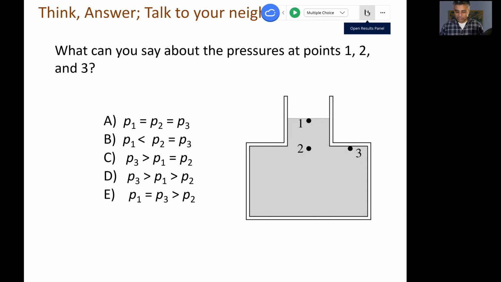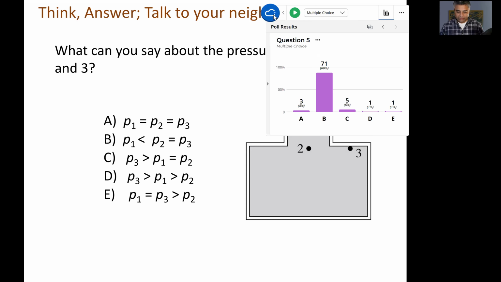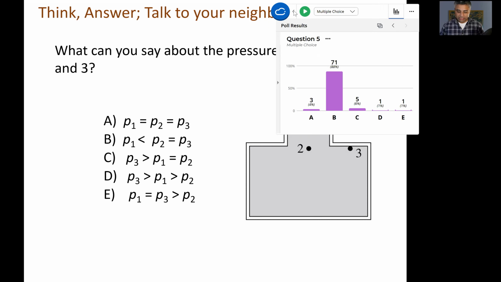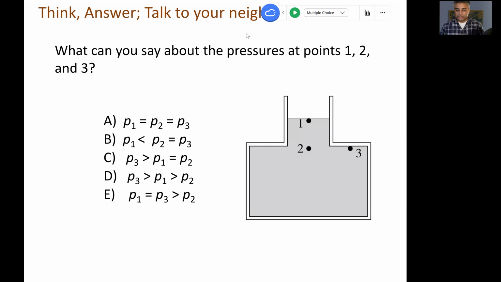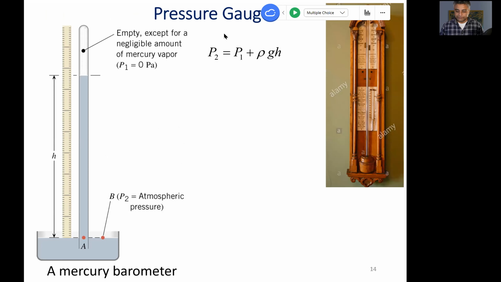Okay, let's see what we got here. So mostly B. P1 is less. P2 and P3 are equal. So yes, that is the correct answer. So don't get fooled by anything. It simply depends on height or depth from the original level, okay? So let's keep that in mind.